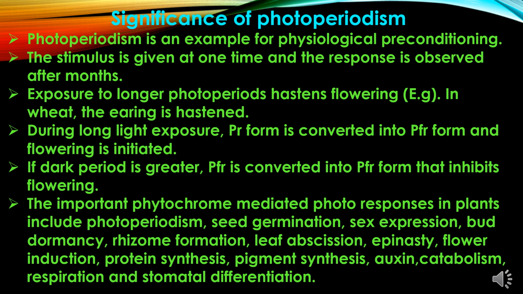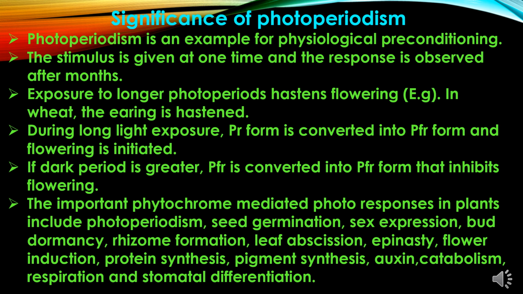Photoperiodism is an example of physiological preconditioning. The stimulus is given at one time and the response is observed after months. Exposure to longer photoperiods hastens flowering; like in wheat, the earing is hastened. During long light exposure, the Pr form is converted into the Pfr form and flowering is initiated. If the dark period is greater, the Pfr form is converted into the Pr form, which inhibits flowering.